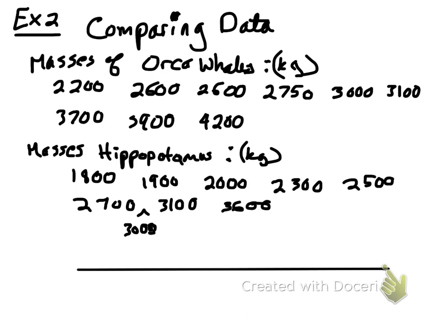I already put them in order, so my middle number is 3,000 for the masses of the orca whales and 2,500 for the masses of the hippopotamus. To find the lower quartile of the masses of the orca whales, my two middle numbers average to 2,600. For the upper quartile, 3,700 and 3,900 are your two medians. The average of that is 3,800.